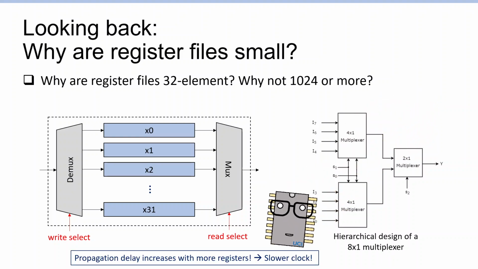Meaning, as we add more registers to the register file, the depth of the critical path through the multiplexers and demultiplexers will increase, and the propagation delay will also increase with more registers, leading to a slower clock, which we want to avoid. That's at least one critical restriction to having more registers, even though, if we ignore other costs involved, having more registers will probably give us at least slightly more performance.